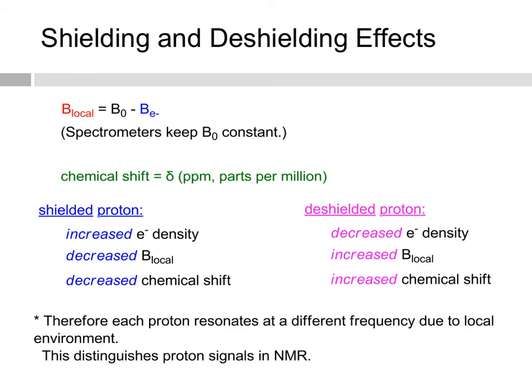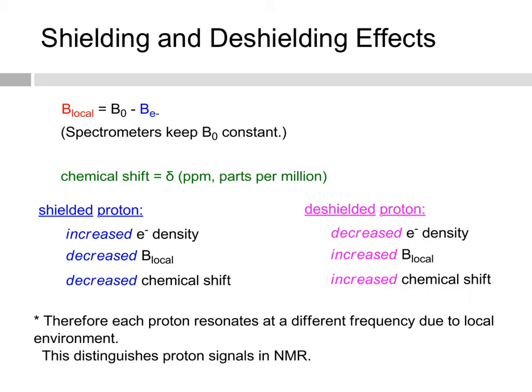These signals are represented by the chemical shift, or delta, and the unit for that is parts per million. Two terms that we commonly use to describe protons are shielded and deshielded. A shielded proton has increased electron density around it, and so it feels a decreased local field. And this in turn is expressed as a decreased chemical shift in the NMR spectrum. A deshielded proton has decreased electron density around it, and therefore it feels a stronger magnetic field. This is expressed as an increased chemical shift.